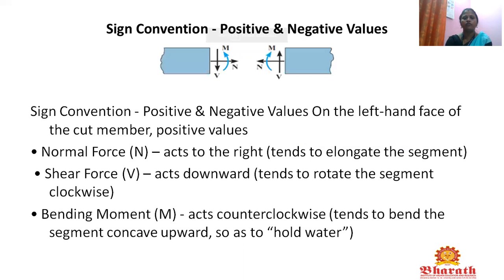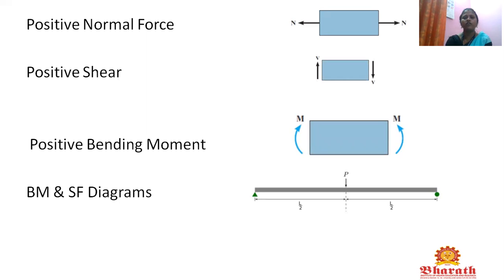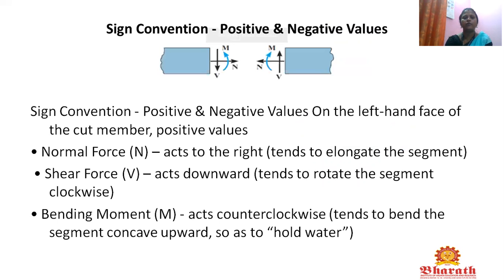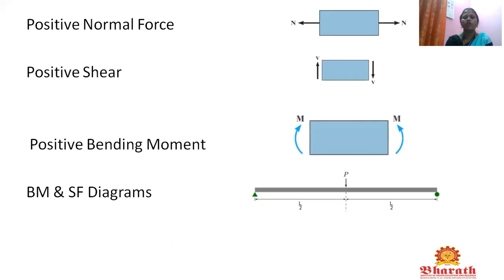Next is positive shear force. This positive shear force acts downwards or upwards along the surface of the member and is denoted by V, with arrows shown in the upward and downward directions. Next is positive bending moment. So positive bending moment is acting clockwise, with the notation M.